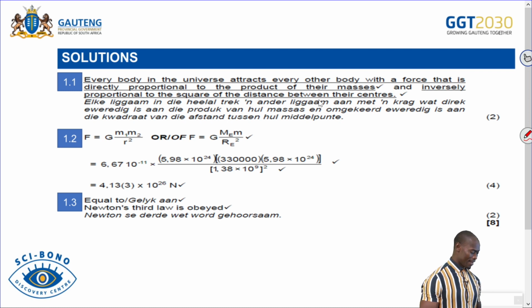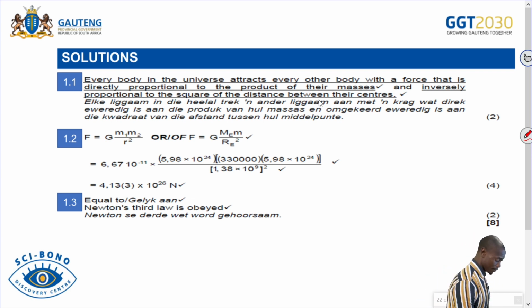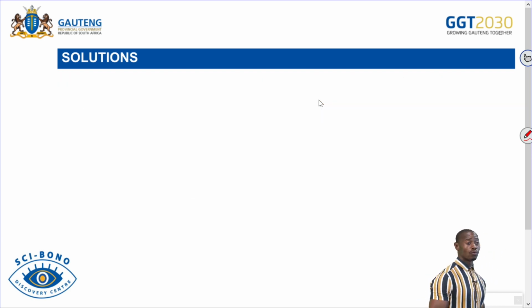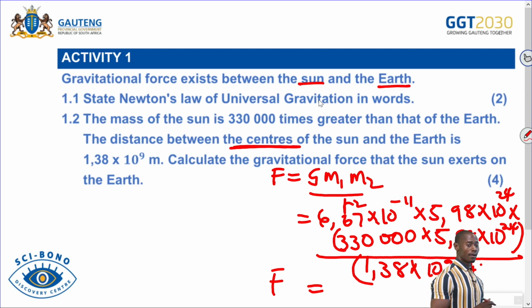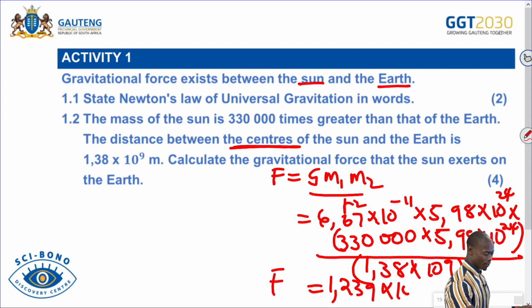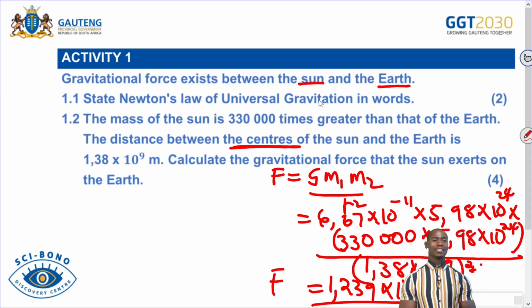4.13 times 3, which is 12.39, or 1.239, so it's 1.239 times 10 to the power 26 newtons. Right. So we are using the equation F equals G m1 m2 over r squared.